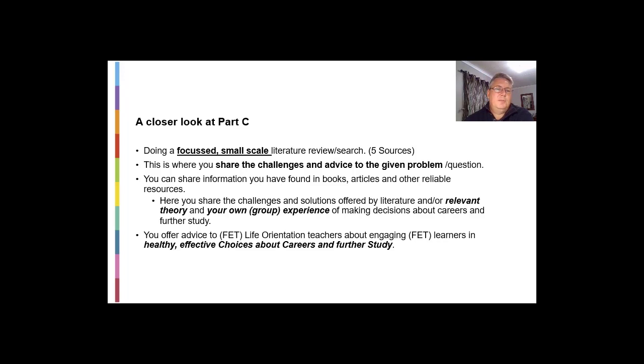Right. So basically in part C, you offer advice to FET life orientation teachers about engaging FET learners in healthy, effective choices about career and further study. Right, and you will maybe speak to the process of that again, maybe the steps, and there's some really good theory around the process of making career decisions, or maybe just the process of decision making.